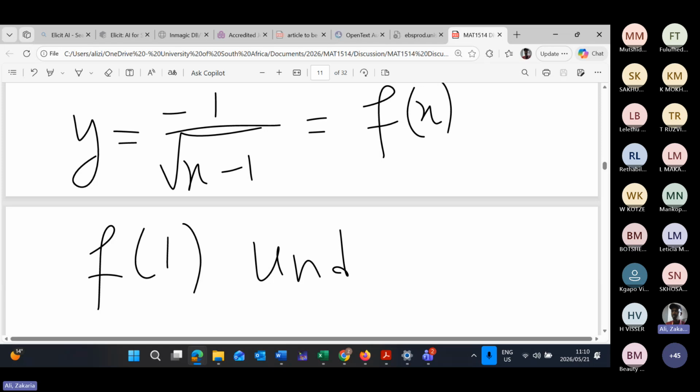Okay, so because of the negative, you cannot say minus 1 divided by the square root of minus 1, or minus 1 divided by the square root of minus 2. By definition of the square root, those things are not defined. Now the question is, how do we find the domains?